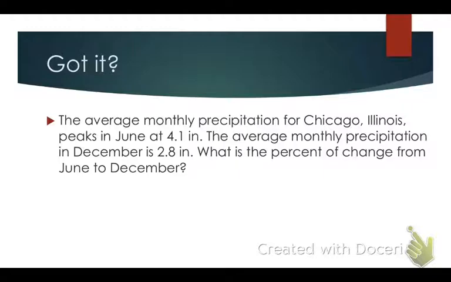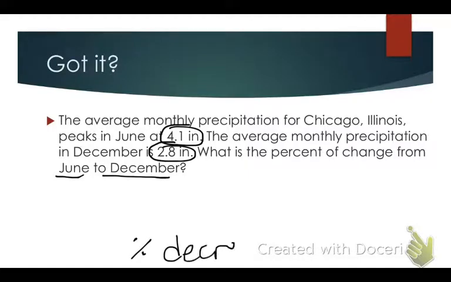The average monthly precipitation for Chicago peaks in June at 4.1 inches. The average monthly precipitation in December is 2.8 inches. What is the percent of change from June to December? So this tells me that my starting point is June, my original amount is June, my new value is my December. So I do notice already that I'm going from 4.1 to 2.8, so I am going to have a percent of decrease.